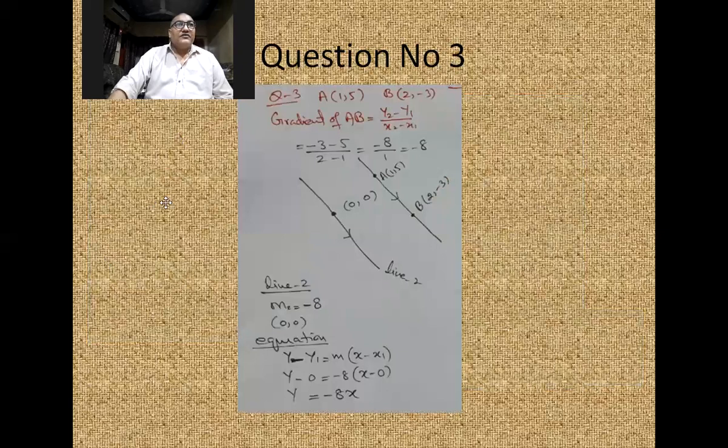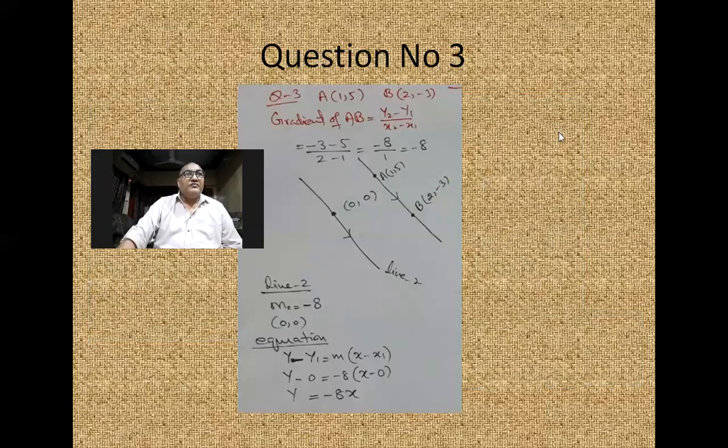Okay, so here we go. This is question number 3 coming up on your screen. Let me read the question for you. The coordinates of the points A and B are (1, 5) and (2, minus 3) respectively. Find the equation of the line passing through the origin and having the same gradient as AB.